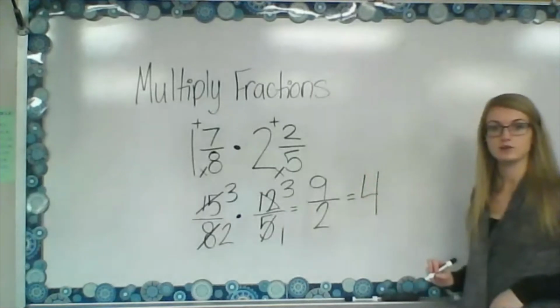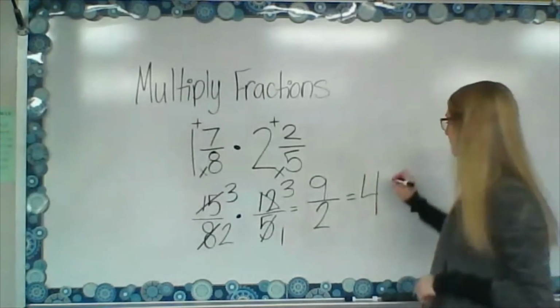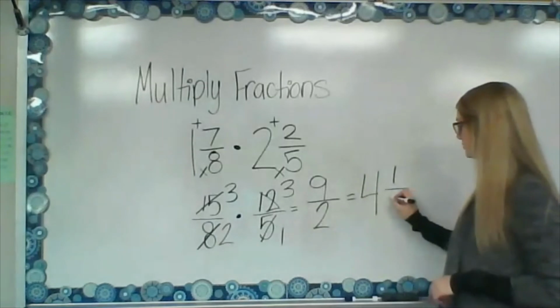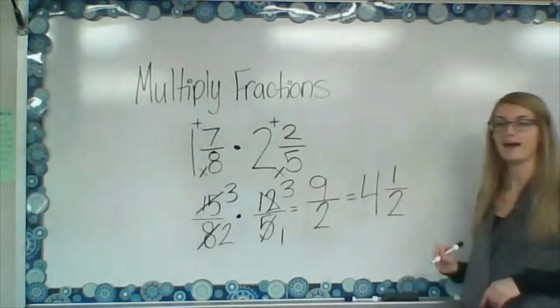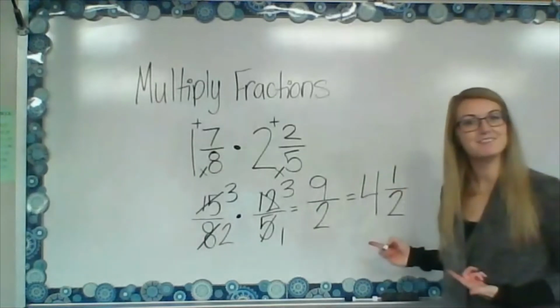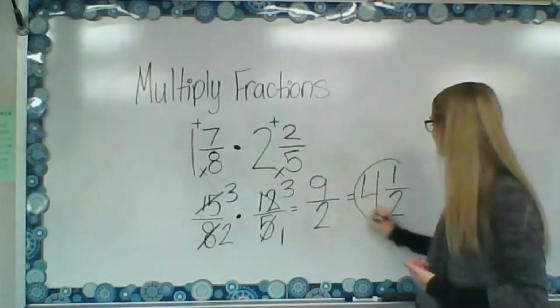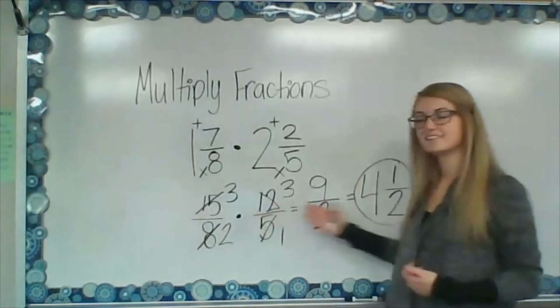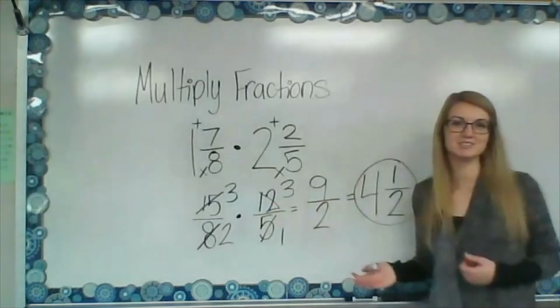How many would be left over? 9 minus 8 is 1. And I put 2 on the bottom. 4 1/2. See how much easier that was? We got the same answer, but it didn't take us nearly as much work.